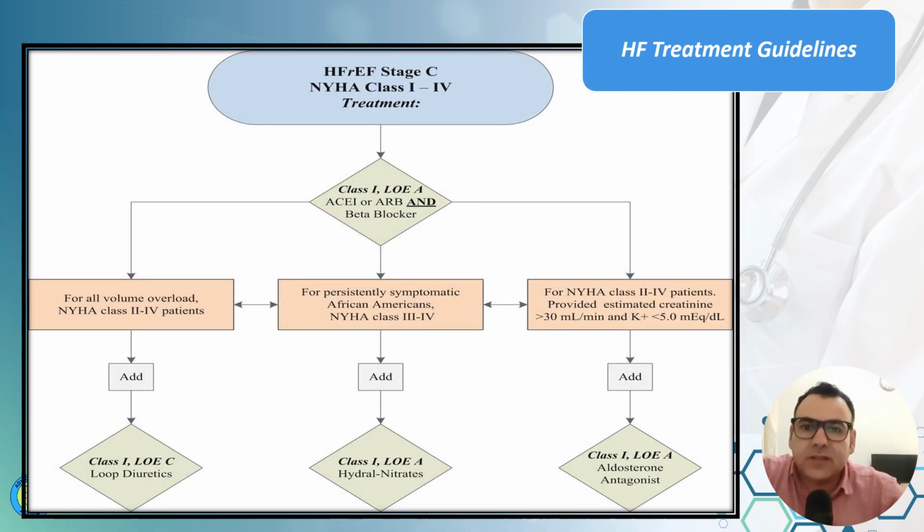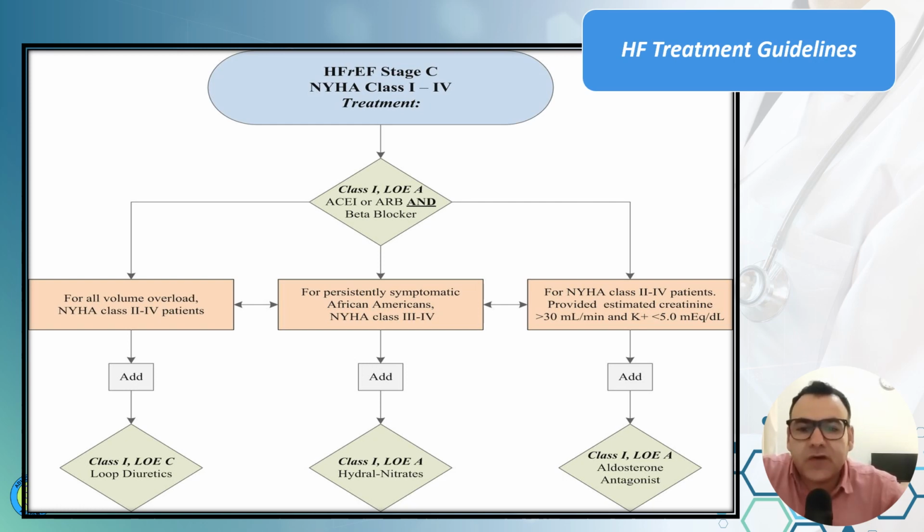As illustrated here, patients with HFrEF stage C, NYHA class 1 to 4, are eligible to start an ACE inhibitor or ARB and a beta blocker as first line, and the beta blocker can be added when the patient is stable. The second step is to add a diuretic or loop diuretic in case the patient is volume overloaded or has edema.